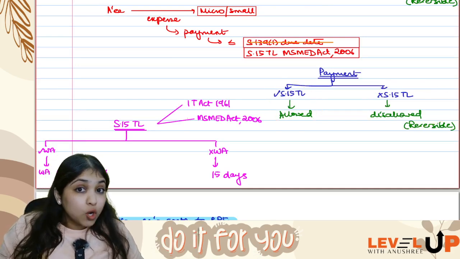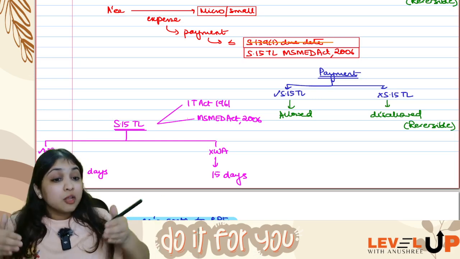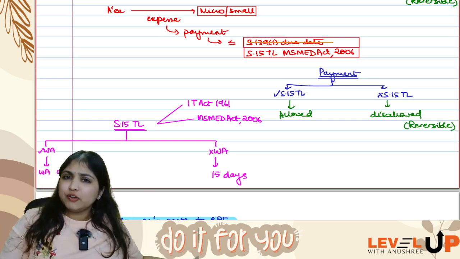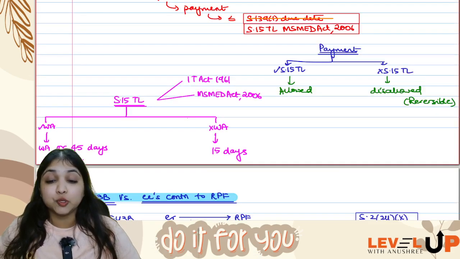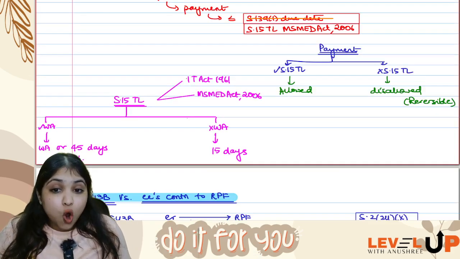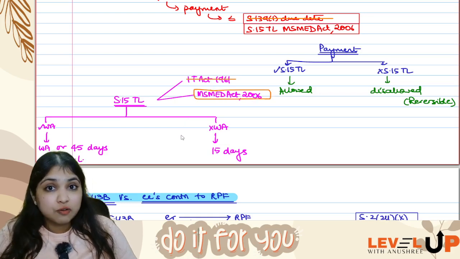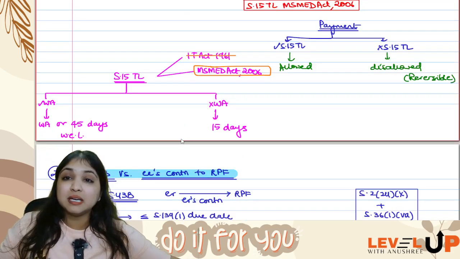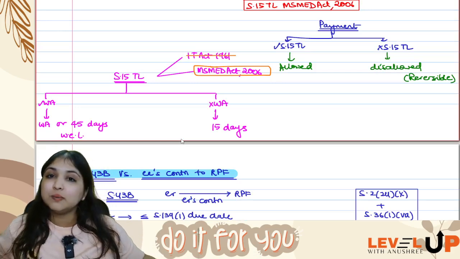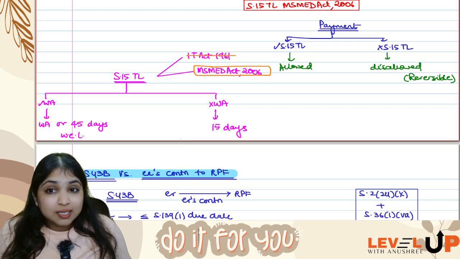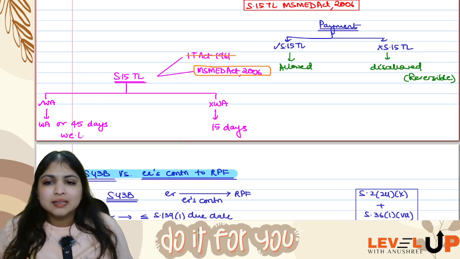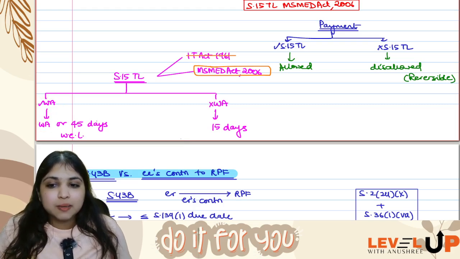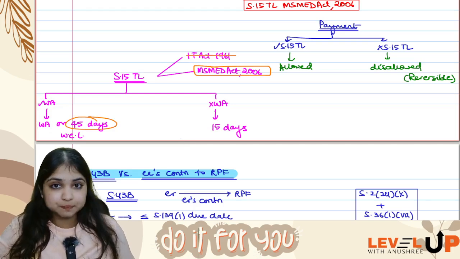But if you don't make the payment within section 15 time limit, for now it will be disallowed, but later whenever you make the payment, at that time it will be allowed for you. Now, what is the section 15 time limit? It depends upon whether there is a written agreement between the parties or not. If there is a written agreement, then the time limit is as per the written agreement or 45 days, whichever is lesser.